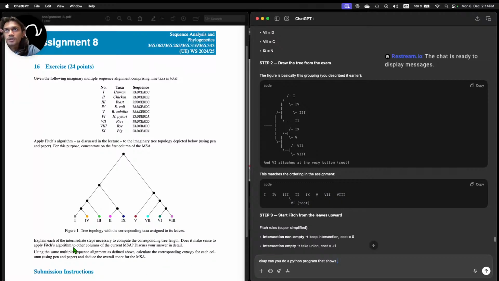Explain each of the intermediate steps necessary to compute the corresponding tree length. Does it make sense to apply the Fitch algorithm to other columns of the current MSA? Discuss your answer in detail.